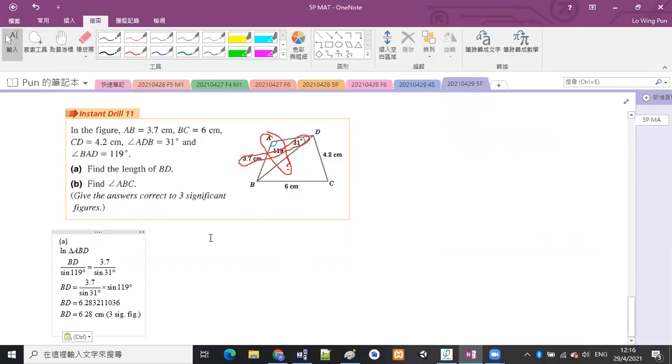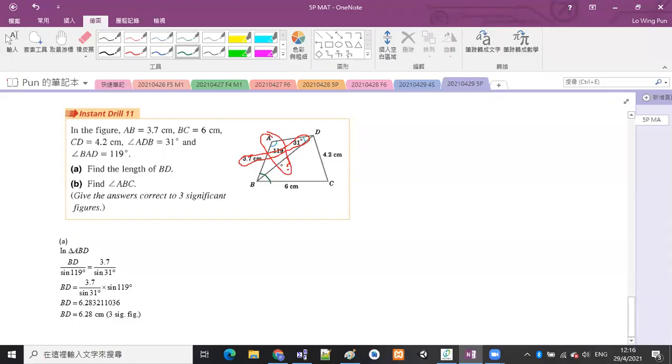And then we need to find angle ABC. Angle ABC is this green angle. It is formed by two smaller angles: angle ABD plus angle CBD. Can you see this? So we need to find angle ABD and angle CBD separately, and then add them together to find the answer.